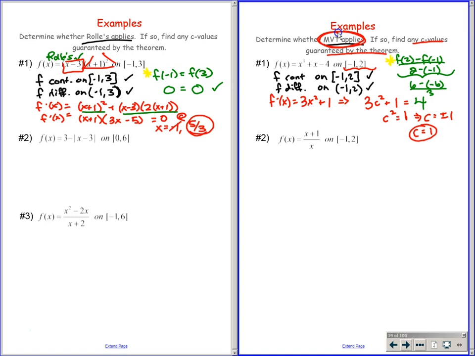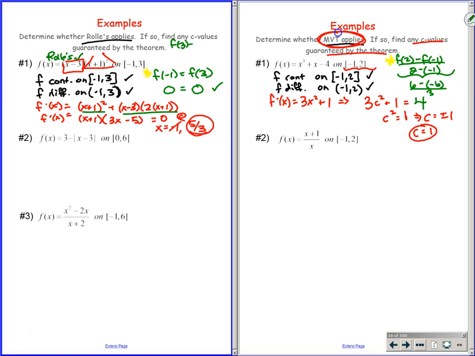What if you got into the MVT rhythm and went plugging in f of 3 minus f of negative 1 all over 3 minus negative 1? The AP doesn't even use Rolle's, doesn't even use the name Rolle's. 0 over numbers. Oh, is that what's going to happen? Wait a minute. Because we plug in 3 and get 0. We plug in negative 1 and get 0. And 0 minus 0, we would get 0 over 4. Isn't that equal to 0?